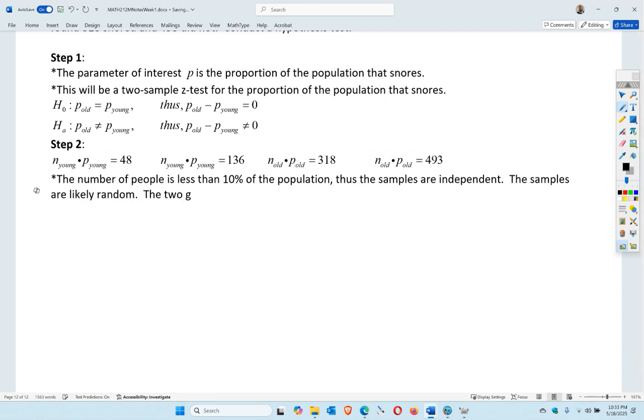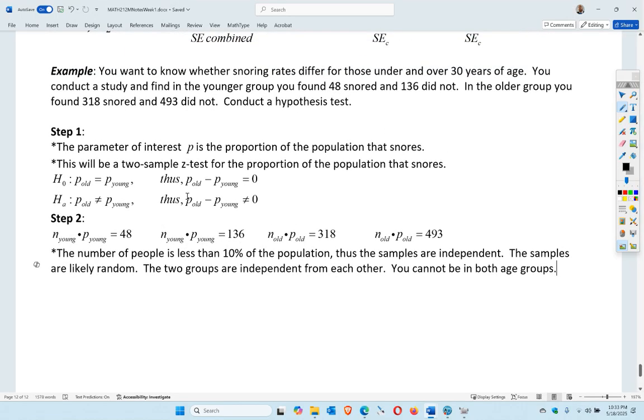The two groups are independent from each other. You cannot be in both age groups, and you can't affect the other person. So if I'm old and you're young, my snoring has nothing to do with your snoring, basically, right?